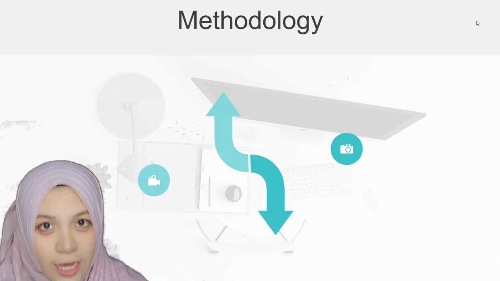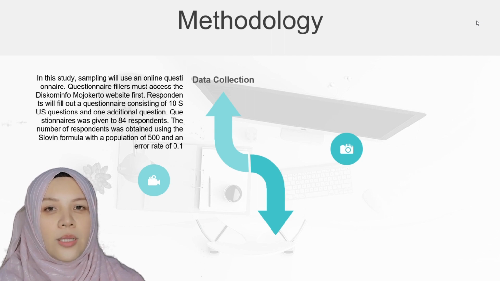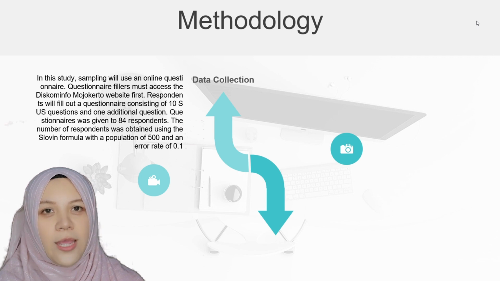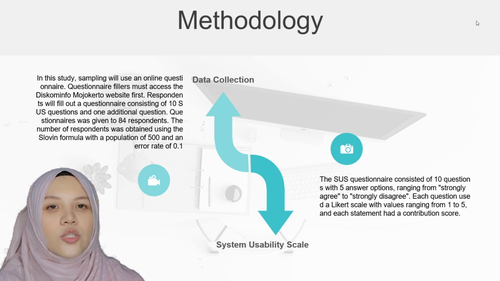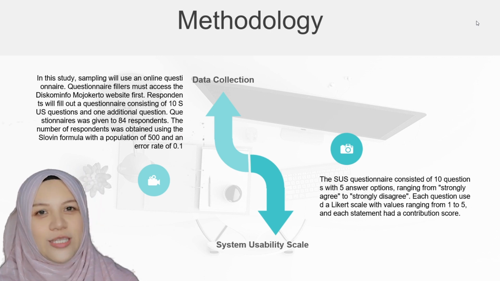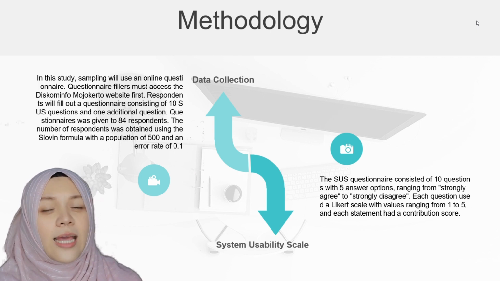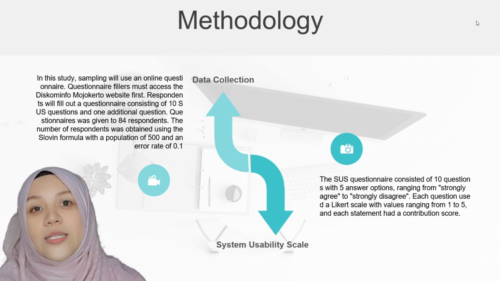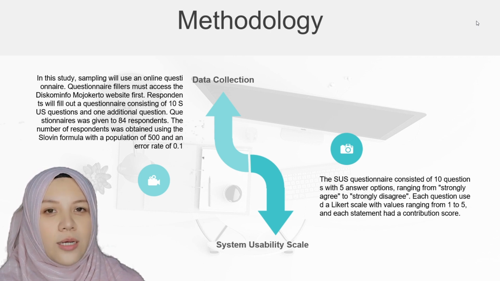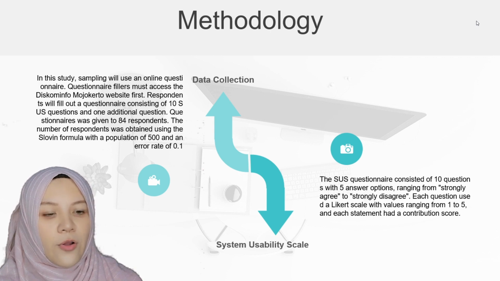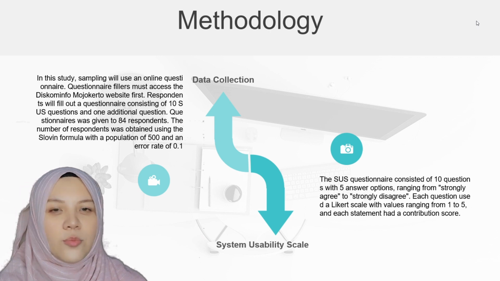So this is the methodology, as you already noticed, about the SUS. We did the data collection, of course, we did the survey, we collected the data, and we processed that data with the SUS methodology, which is System Usability Scale. It has 10 standard questions from the SUS itself, and we used a Likert scale from 1 to 5 for the range. And each statement had a contribution score.